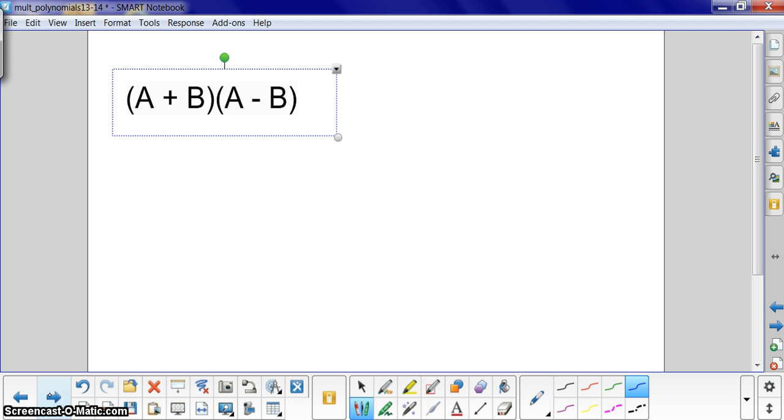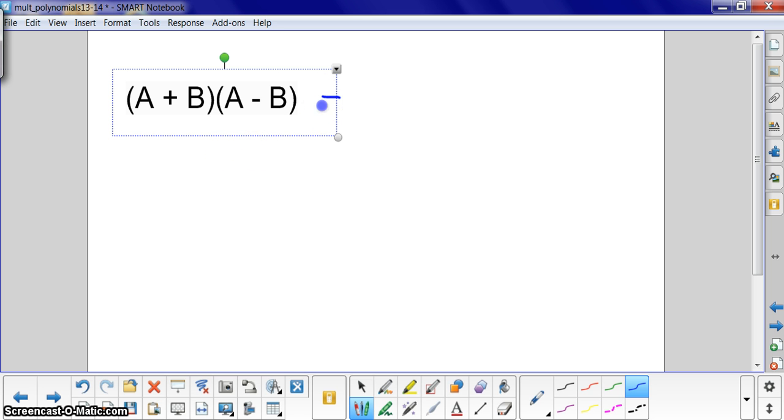Okay, well here's a different one. This is what we call the sum and the difference of two terms. Notice that the a and the b here are the same as the a and the b here. The a and the b will be known as the two terms, term 1, term 2. Here is the sum of the two terms. Here is the difference of the two terms. We call this the sum and difference of two terms.